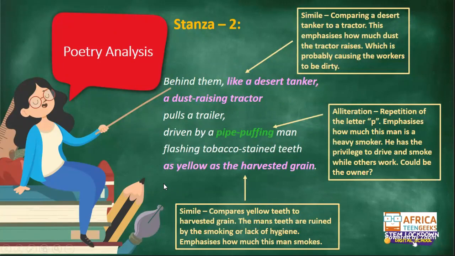In stanza 2, it says, behind them, like a desert tanker, a dust-raising tractor pulls a trailer. So these women are working in the mealie field. They are tired, they are sweating. And in stanza 2, there's something else behind them. To open up the stanza, the poet uses a simile that compares a desert tanker to a dust-raising tractor, which basically means that they are working in very dusty conditions. So not only are they tired, not only are their faces furrowed, but they are working in very dusty conditions, which are leading them to be very dirty. This simile emphasizes how dirty the environment is where they work.